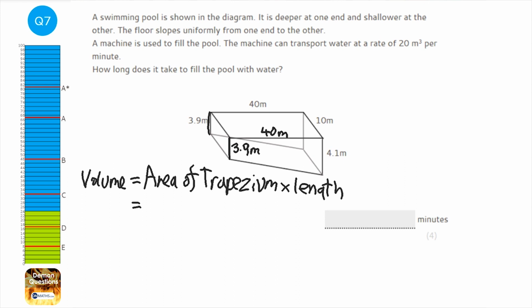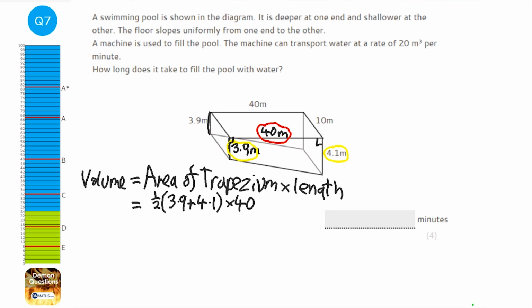Now to work out the area of a trapezium, you do half a plus b. Now a and b are the two parallel ones, so that's a and that's b there, and it doesn't matter which way around you put them. So 3.9 plus 4.1, and it's times the height. Now the height is actually a width, isn't it? But the height is the length that connects the two bases, the two parallel lines. It has to hit both of them at 90 degrees, which it does. So that's times 40.